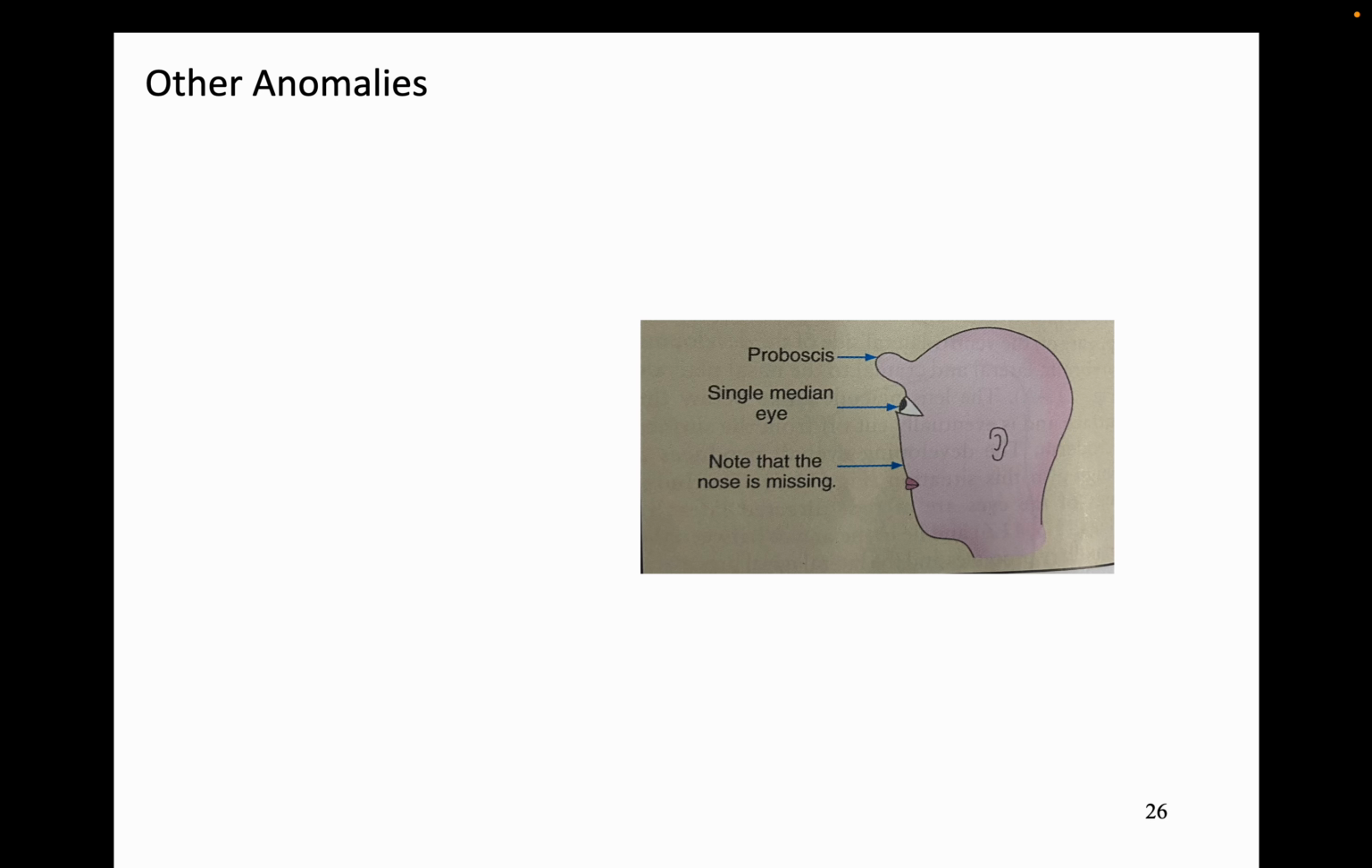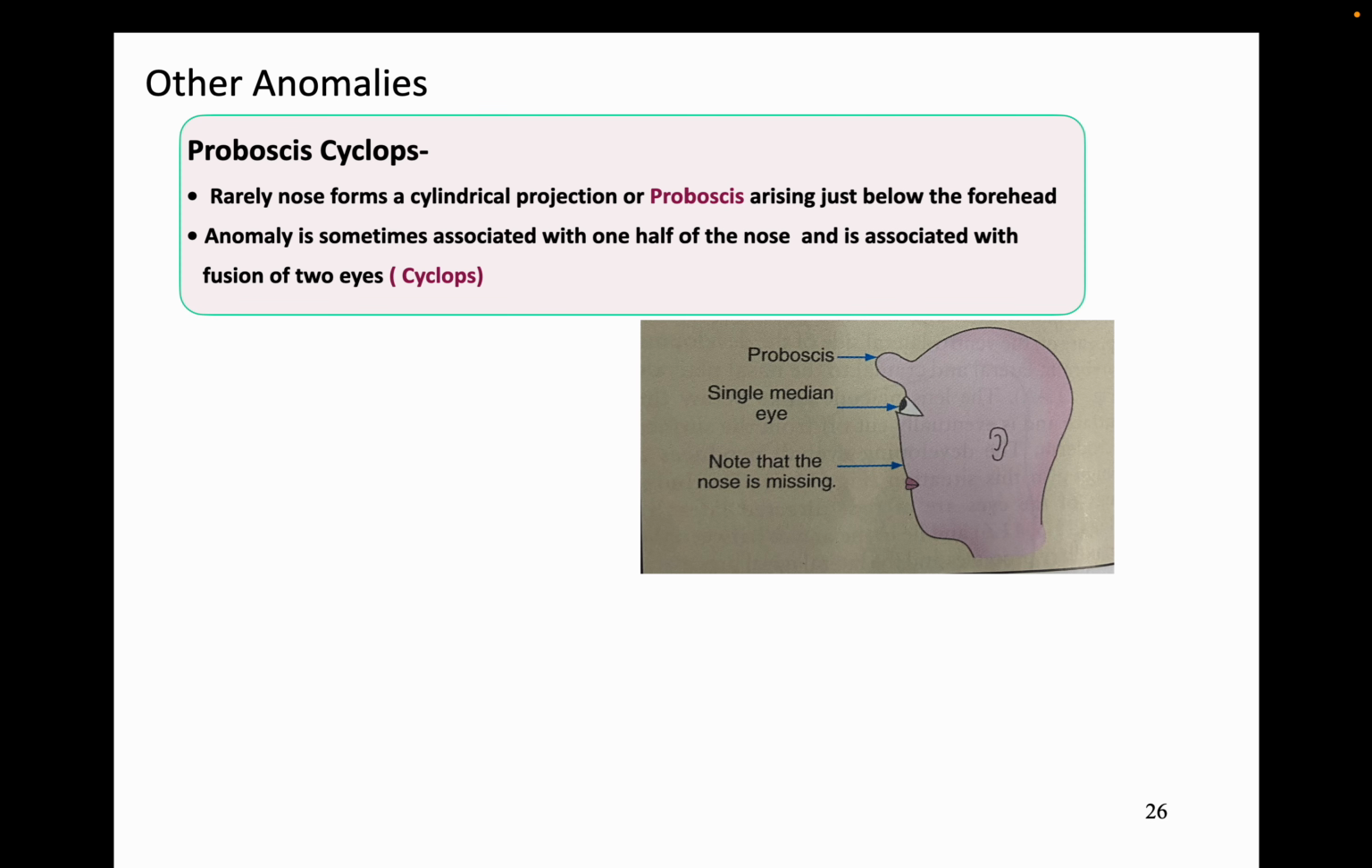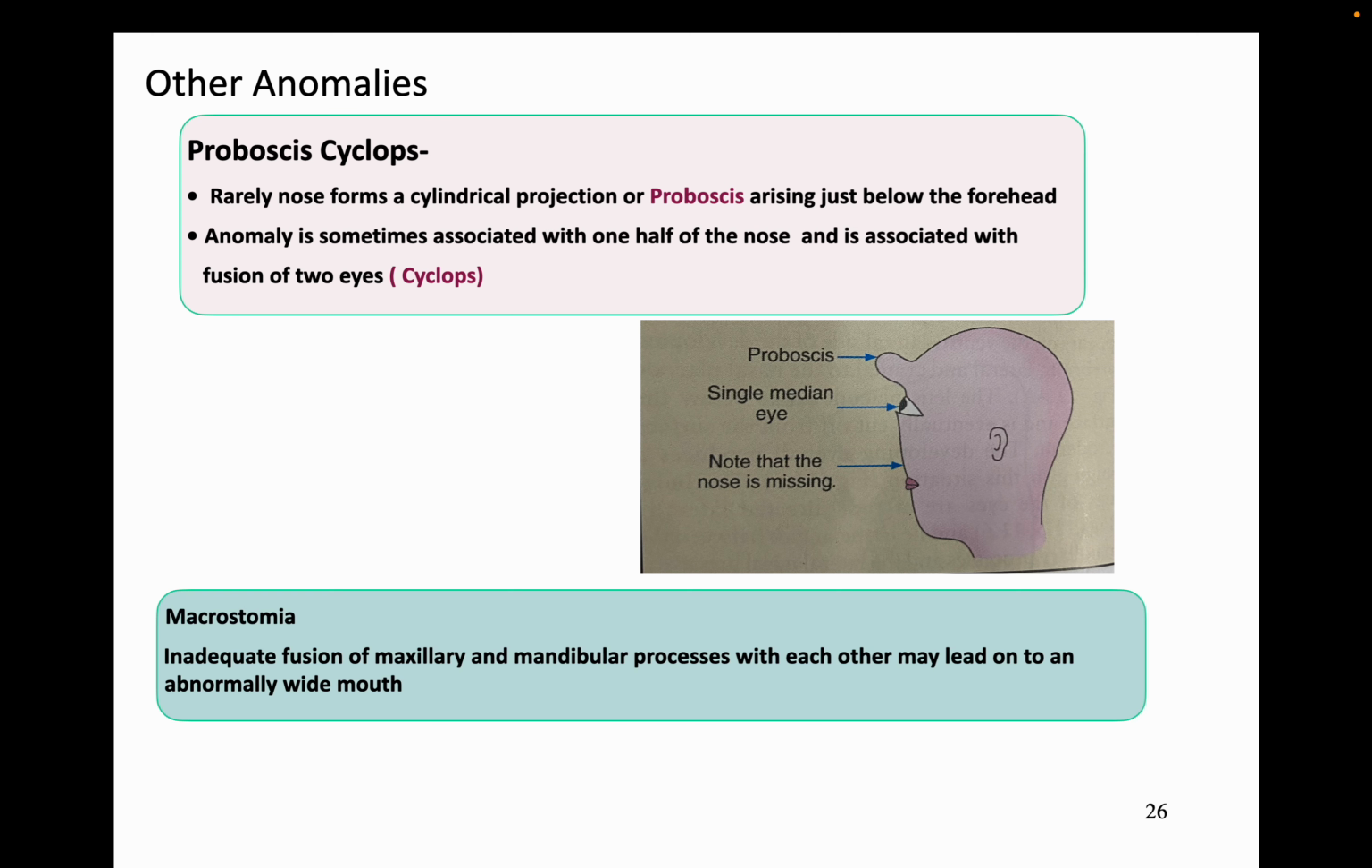Then the other anomalies. This is the rare anomaly known as proboscis cyclops. In this, the nose forms a cylindrical projection arising just below the forehead, and this cylindrical projection is given the name proboscis. This anomaly is associated with one half of the nose and with the fusion of the two eyes, which is known as cyclops. So this is a rare anomaly.